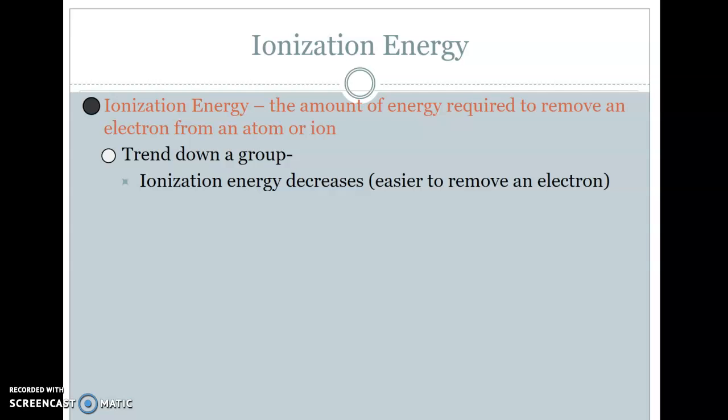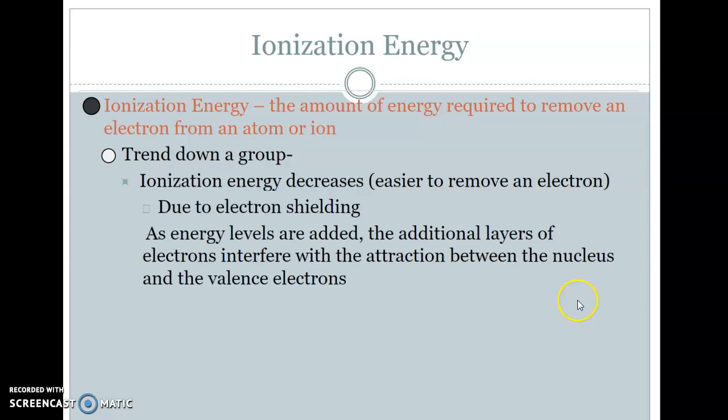That all is called electron shielding. Electron shielding really means that every time we add an energy level, that extra full layer of electrons is now interfering with the attraction between the nucleus and the valence electrons. So think of shielding: it's getting in the way, or it's protecting, however you want to think of it.